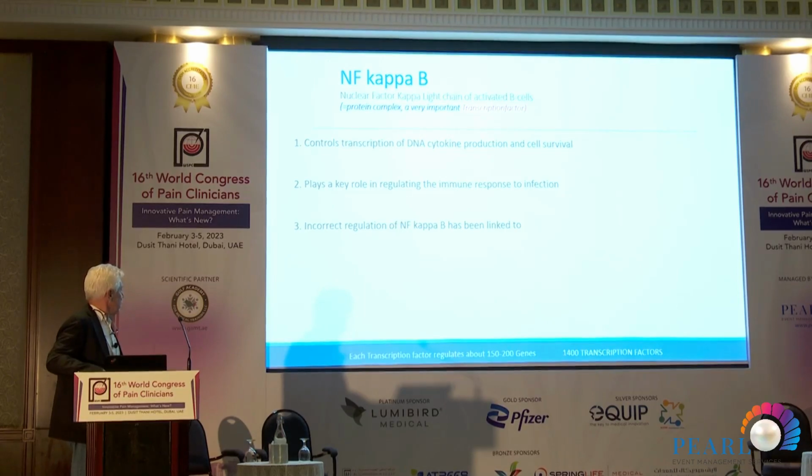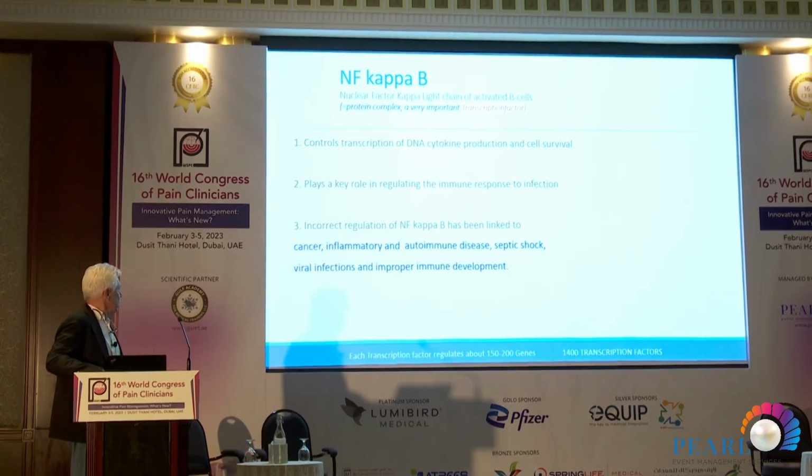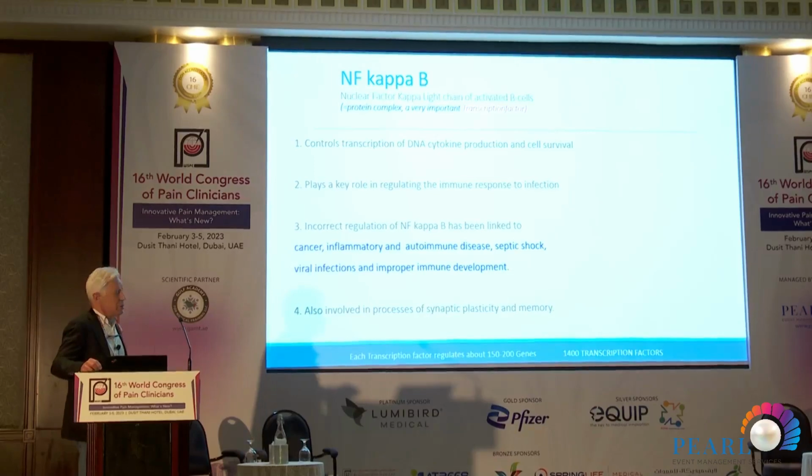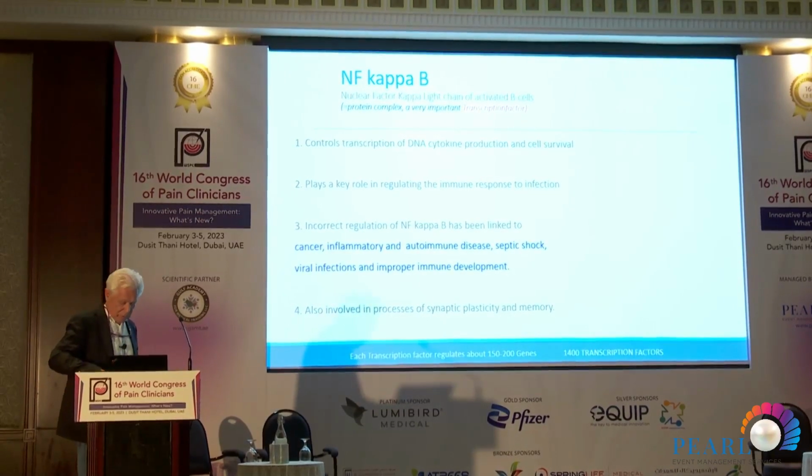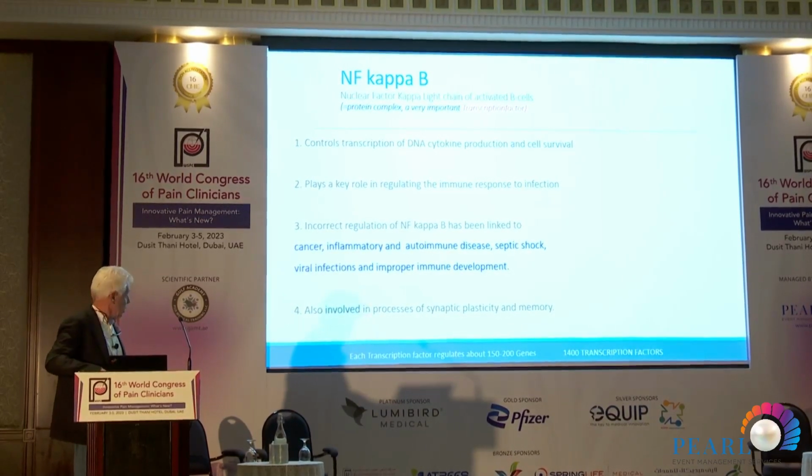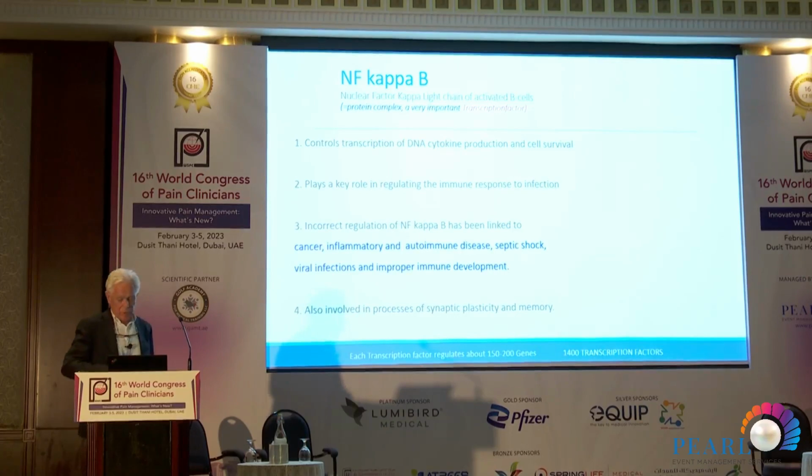Incorrect regulation of NF-kappa B has been linked to cancer, inflammatory and autoimmune disease, septic shock, viral infection, and improper immune development. It's also involved in processes of synaptic plasticity and memory, so it's a very important transcription factor. We have about 1,400 transcription factors, and each transcription factor regulates about 200 genes.